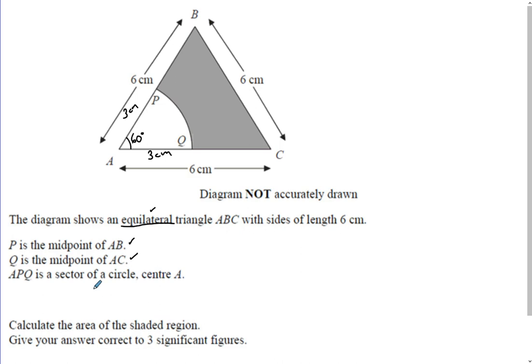APQ is a sector of a circle, so you can tell that's the sector of the circle and the angle is 60. And calculate the area of the shaded region. Okay, so you know these shaded ones means you really take the area of the big thing, take away the area of the small thing, and you get left with the rest of it. Now, how are we going to take the area of the triangle? We'll just do our layout first.